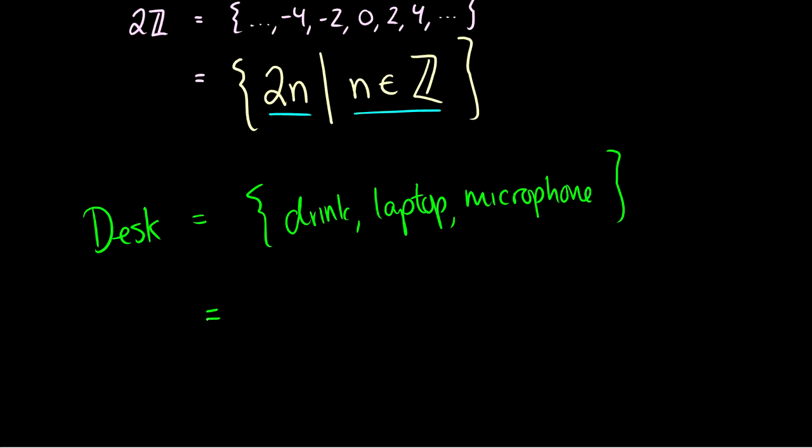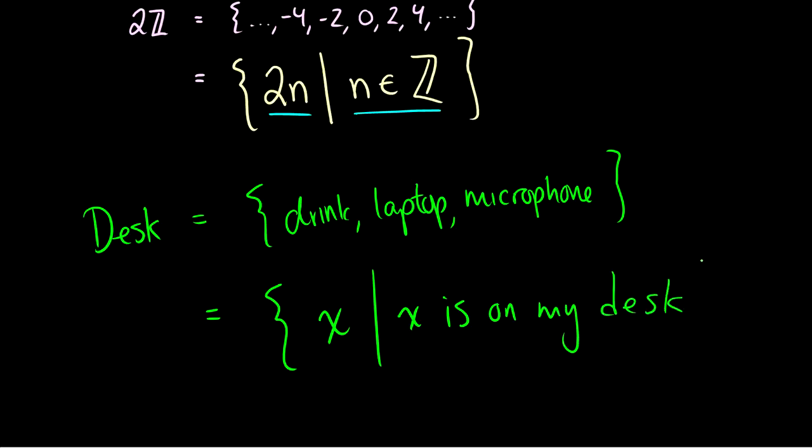Or I could write this in set builder notation if I might have a lot more things, or maybe I want to be vague, or maybe I'm not entirely sure what's on my desk, but I know there's things on my desk. So I could rewrite this as the set of x. So this is a variable x. And what's the condition for x? x is on my desk. Yeah, so this is kind of cheating, right? But they're the same sets.